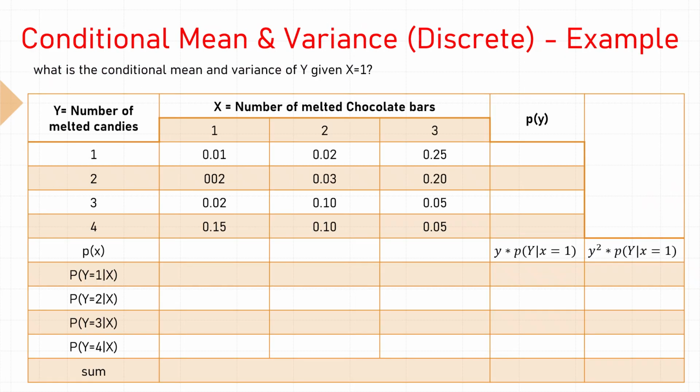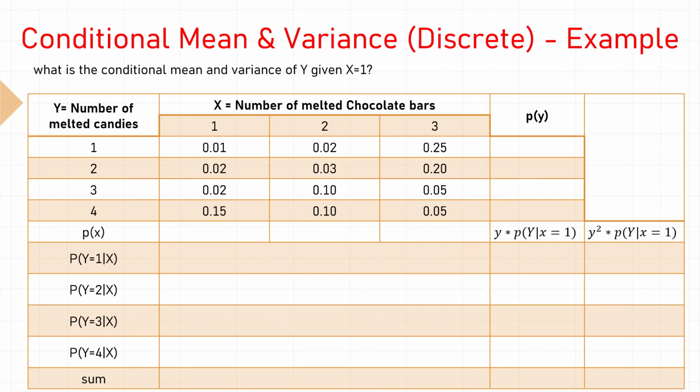Now, let's focus on a discrete case. We want to find the conditional mean of y given x is equal to 1 for this discrete distribution. The table is giving us the joint distribution of x and y. You can pause the video here and take a moment to answer this question.